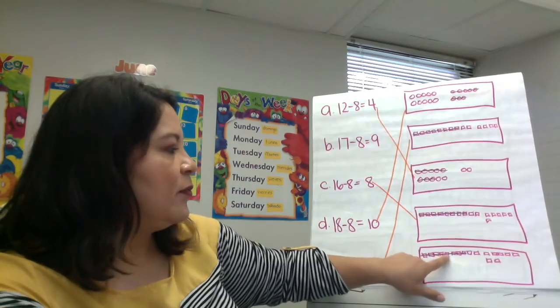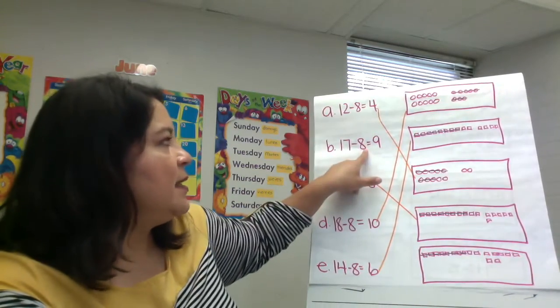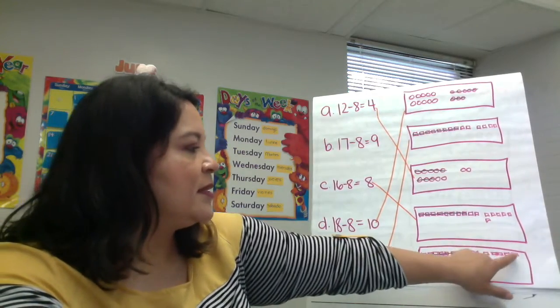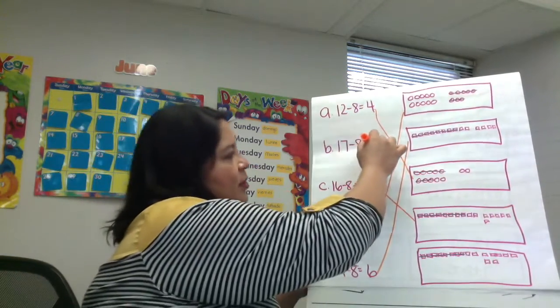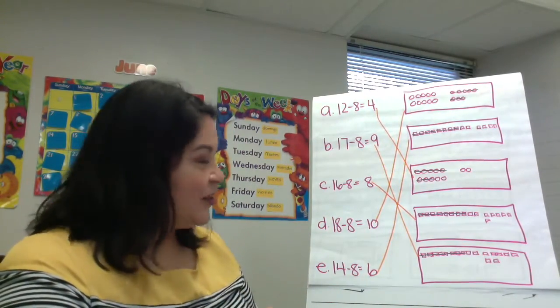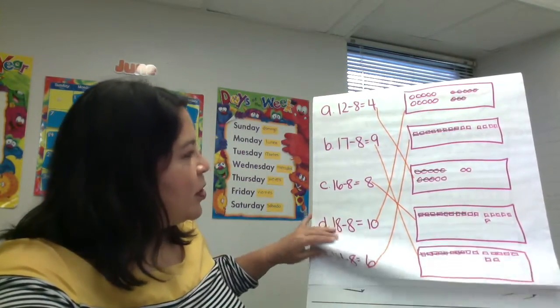1, 2, 3, 4, 5, 6, 7, 8. Yes. And did it equal 9? 1, 2, 3, 4, 5, 6, 7, 8, 9. Yes. So we're going to draw a line from here to here. And that is that. Okay? Good job. So here we go.